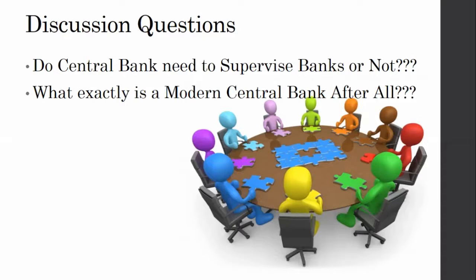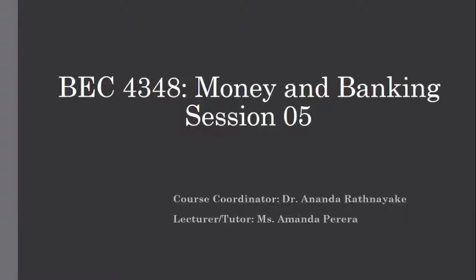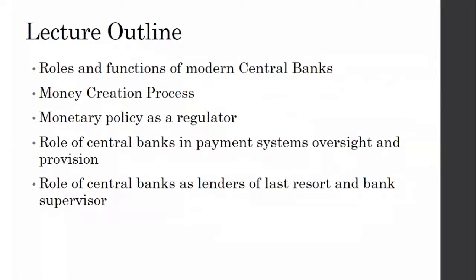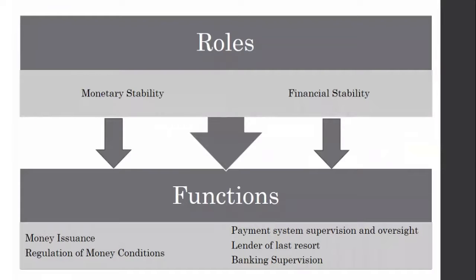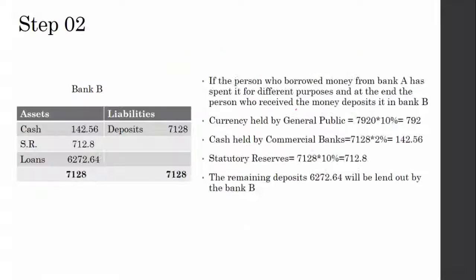So now, tell me, so far we discussed, what are the things that we discussed so far? We discussed the roles and functions of modern central bank. So there we understand that the central bank has to maintain the monetary stability and financial stability. To achieve these roles, these primary functions, these key functions will be carried out by central bank. So this is all about modern central bank, right? So all these functions will be carried under the modern central banking in order to achieve the monetary stability and the financial stability.